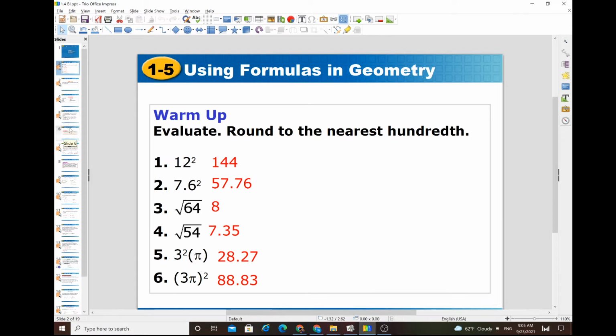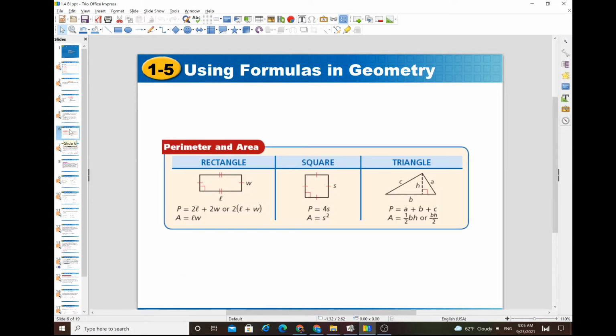Okay, so the one that we want to talk about today would be the formulas for finding the perimeter and area of basic geometric shapes. So the rectangle is always considered a quadrilateral, one of the quadrilaterals. The way to find the perimeter is 2 times the length plus 2 times the width, okay? Or 2 times the quantity of L plus W.